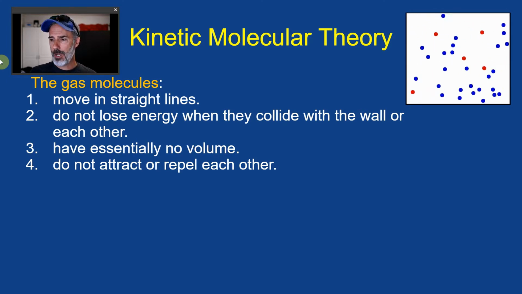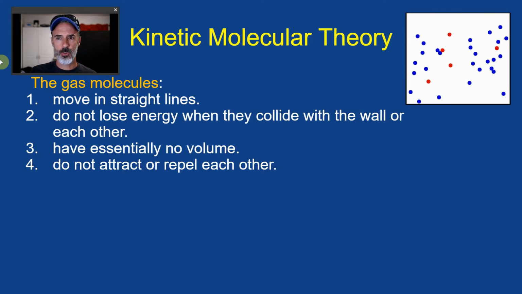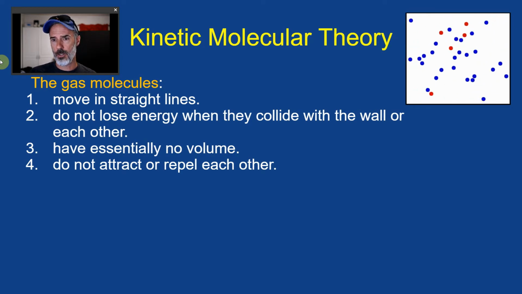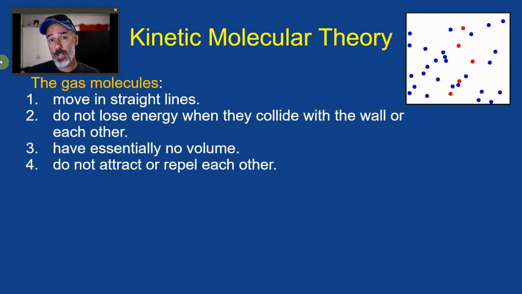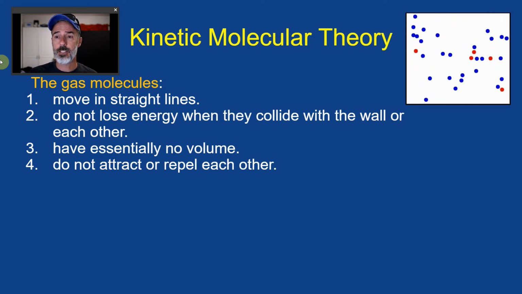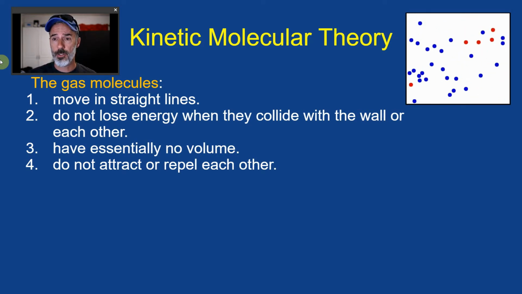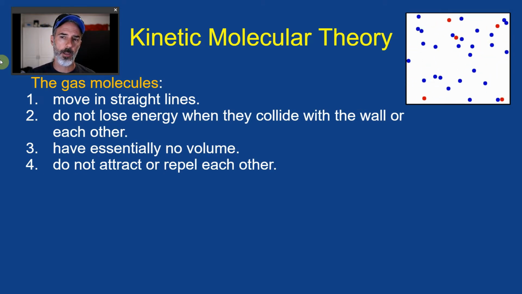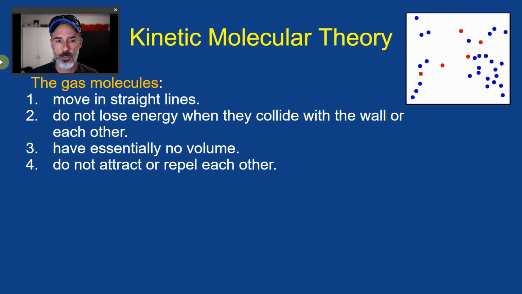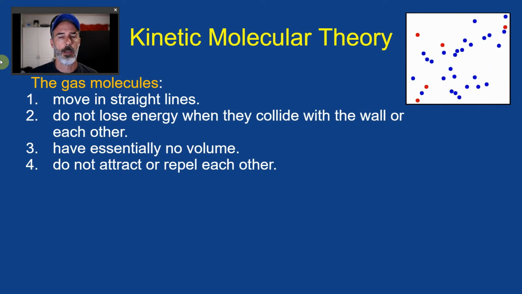In other words, you know how if an asteroid goes by the sun or the earth or anything that has a gravitational pull, it'll sort of bend? That's because it's attracted due to gravity, and we're assuming that these gas particles are not attracted to each other in any way. They're bouncing off each other, but they don't curve as they go by because they're attracted because of a charge or gravitational force or anything like that.